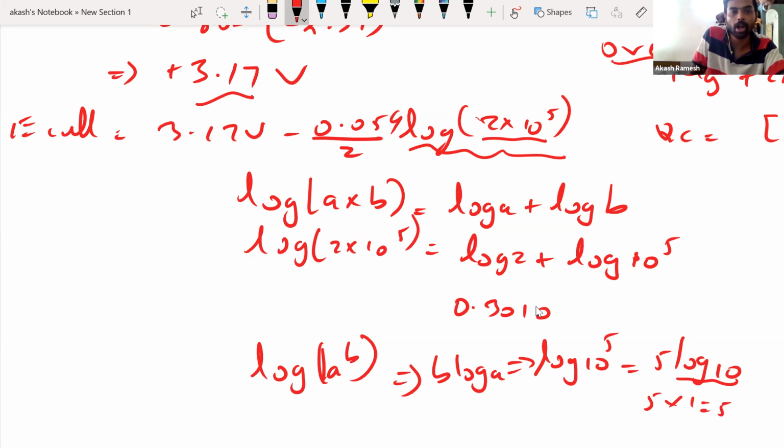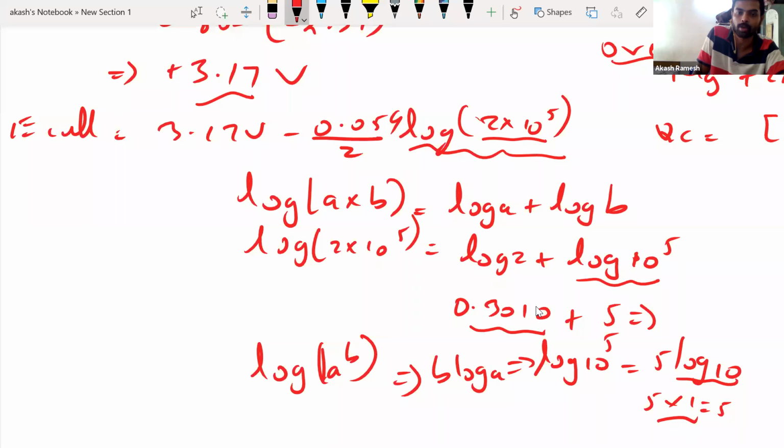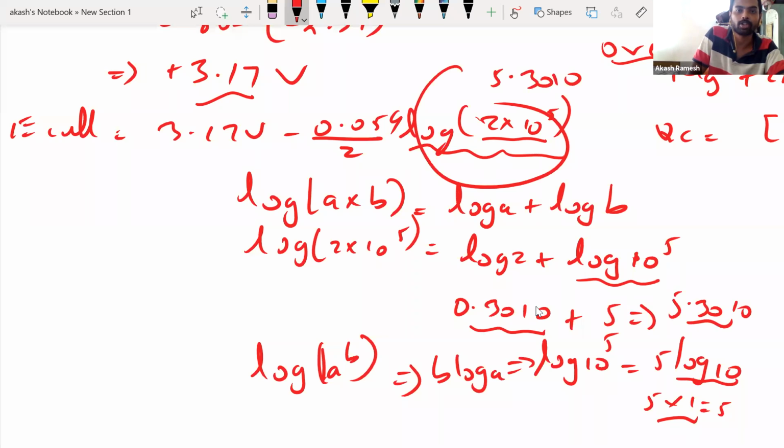So what is now log of 2 into 10 to the power 5? Log of 2 plus log of 10 to the power 5, which we found as 5. So it is 5 plus 0.3010, which is basically going to be 5.3010. That is the log of this value. So this entire value we found as 5.3010, and then you can calculate it. That's it. Calculation you can do.